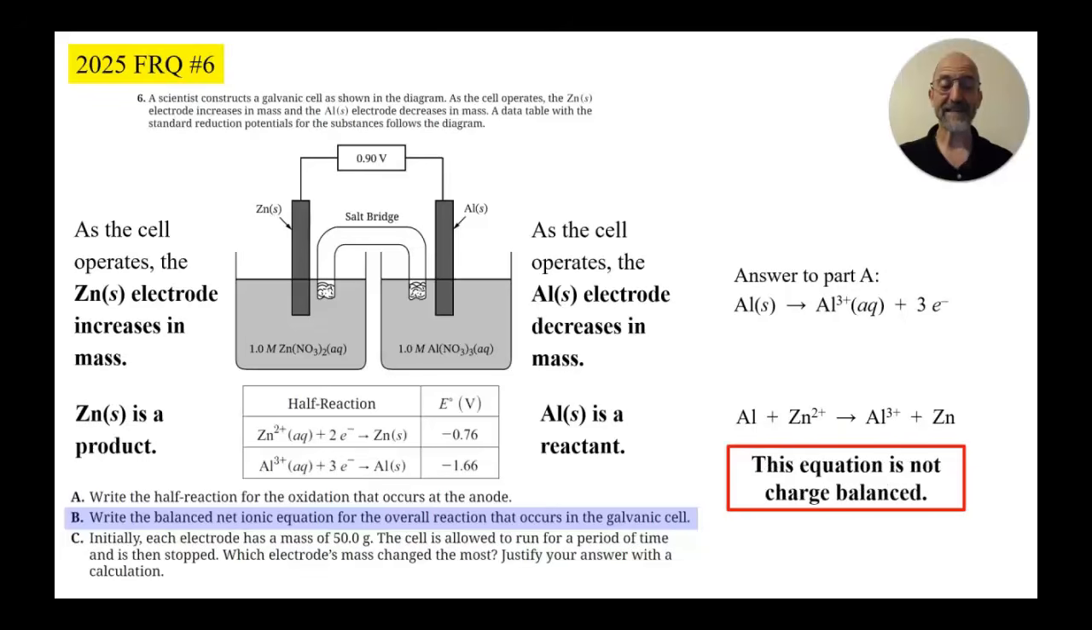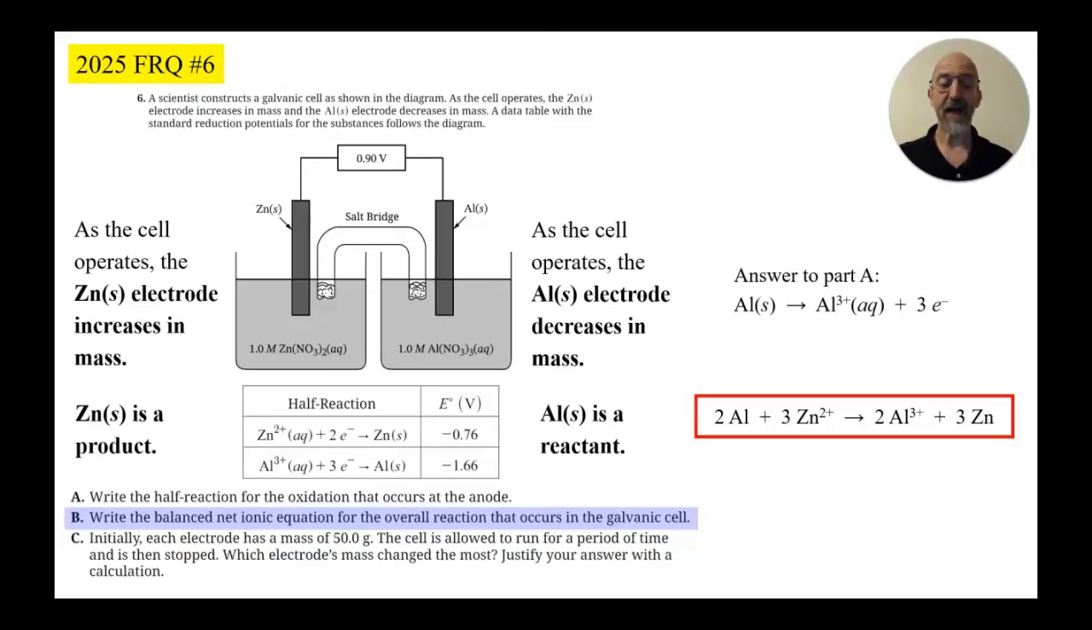Well, the mistake is that this equation is not charge balanced. I have positive 2 on the left, and I have positive 3 on the right. So now I have a balanced equation involving a positive 6 on the left and a positive 6 on the right. So the correct answer to the overall balanced net ionic equation for the reaction that occurs in this galvanic cell is 2 aluminum plus 3 zinc 2 plus ions produces 2 aluminum 3 plus ions plus 3 zinc.